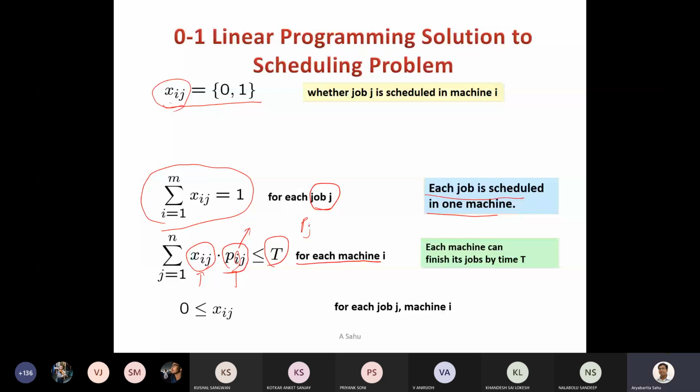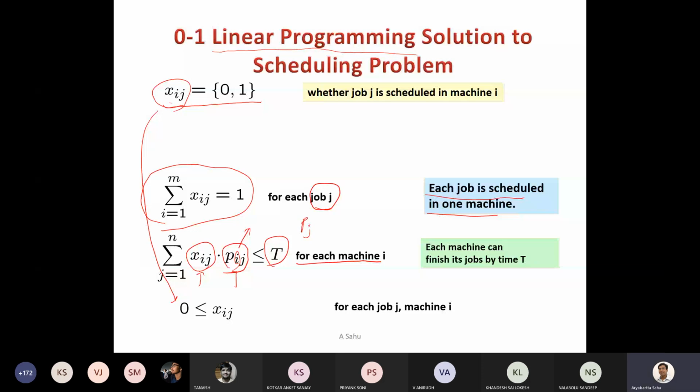Whenever you solve linear programming problems, you can use any linear programming solver. What kind of linear programming solver have you heard of? Have you heard about linear programming in your earlier courses? Yes, sir, the simplex method. Any other tools have you used? Suppose you want to solve a problem using linear programming and use some tool, like MATLAB or LP solve or Simplex. There are many linear programming tools.